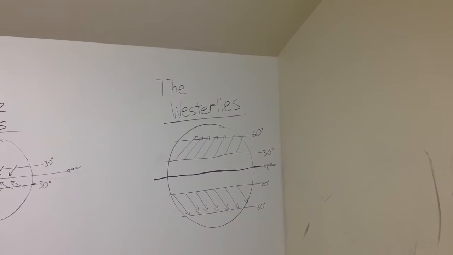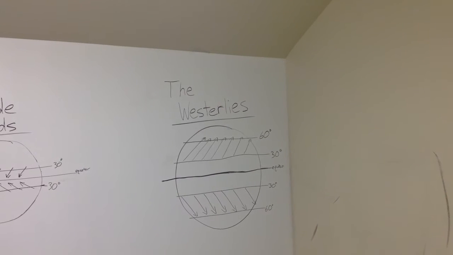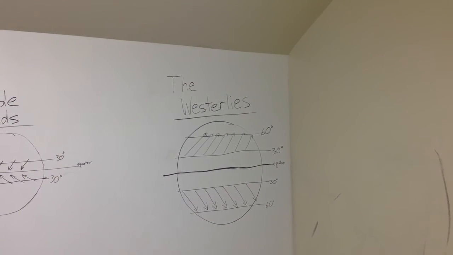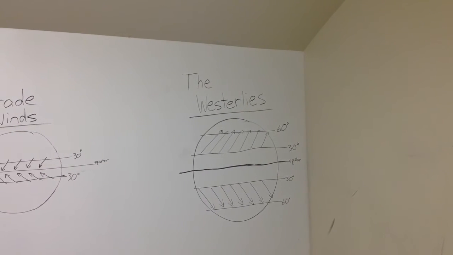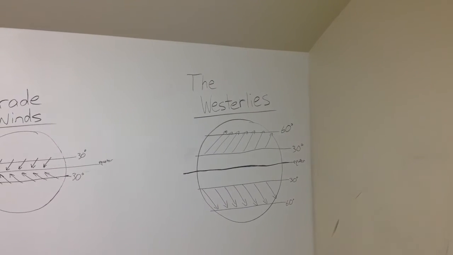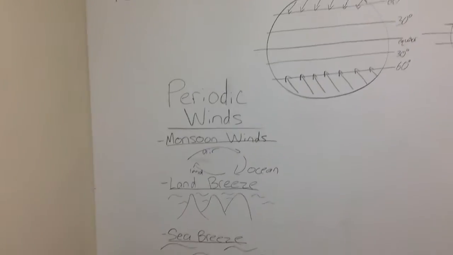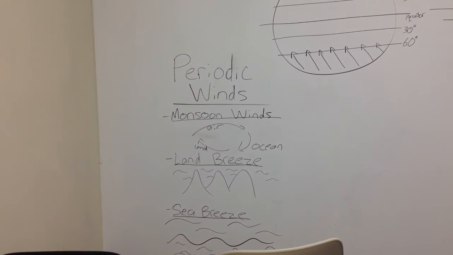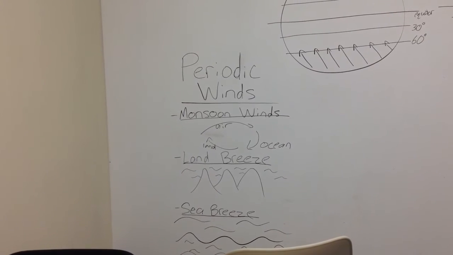The westerlies are winds that blow from subtropical, high-pressure belts towards subpolar, low-pressure belts. The westerlies of the southern hemisphere are stronger and more constant than the westerlies in the northern hemisphere. These 3 winds are examples of planetary winds. The periodic winds are winds that change their directions periodically in tandem with the seasons. These include monsoon winds, land breeze, and sea breeze.